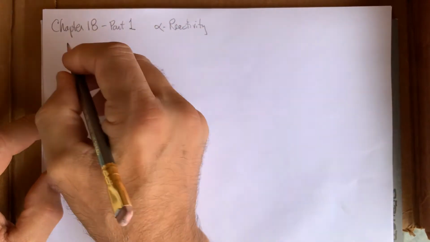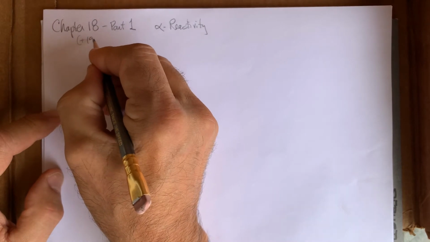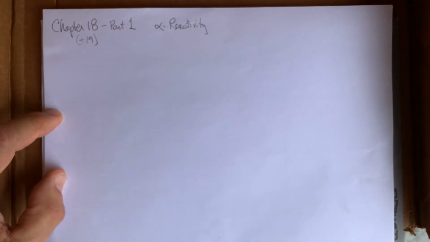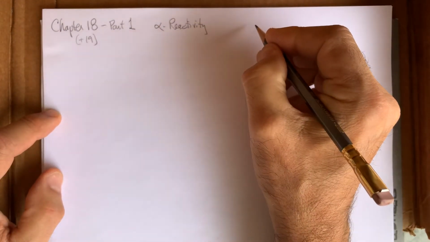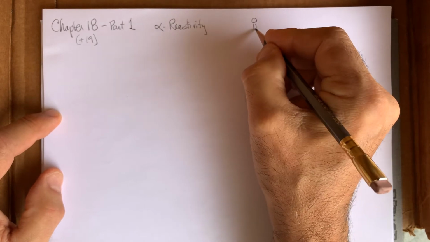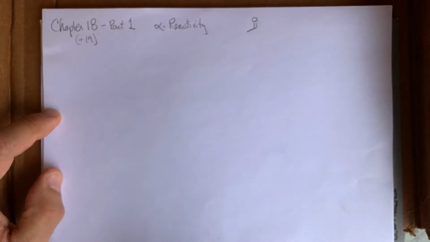Okay. Chapter 18 deals with alpha-reactivity. So does 19, and I'm going to touch on both chapters today. So alpha-reactivity is what makes carbonyl chemistry really interesting.